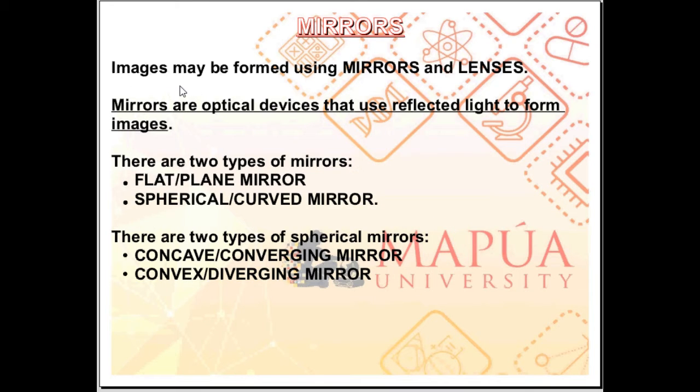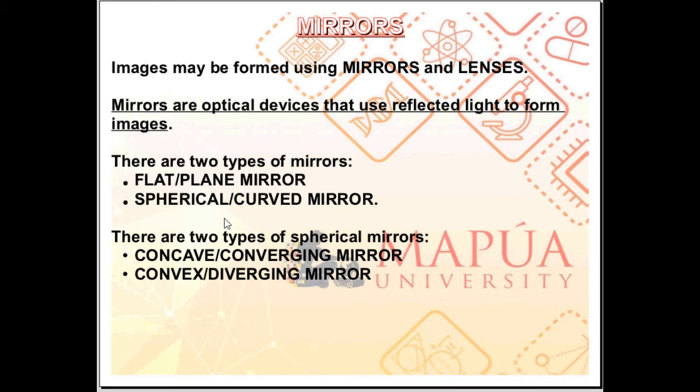Now, images may be formed using what is referred to as mirrors and lenses. We'll take a look at mirrors first. Mirrors are basically reflecting surfaces. Mirrors are optical devices that use reflected light to form images. There are two types of mirrors: flat or plane mirror and spherical or curved mirror. By their name, you already have an idea of the shape of the mirror.